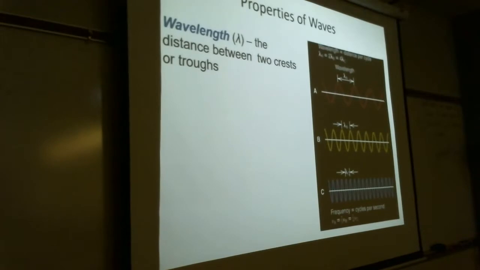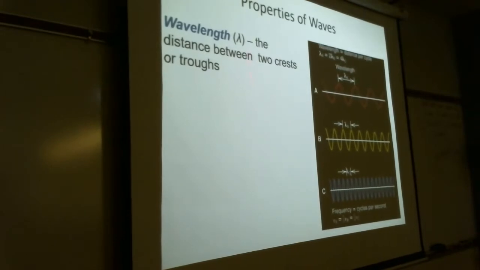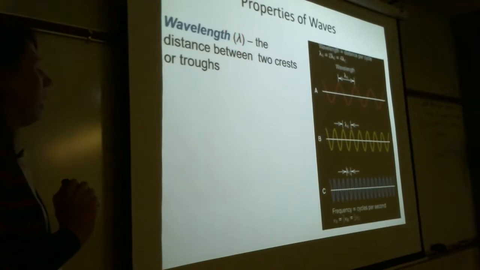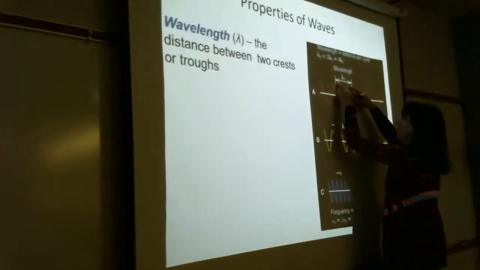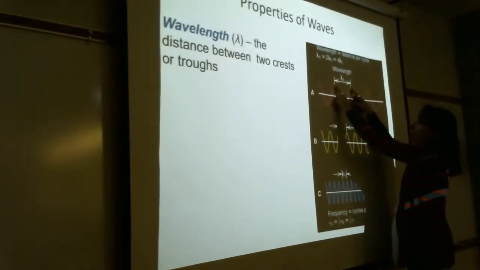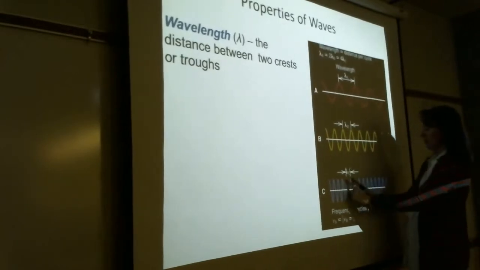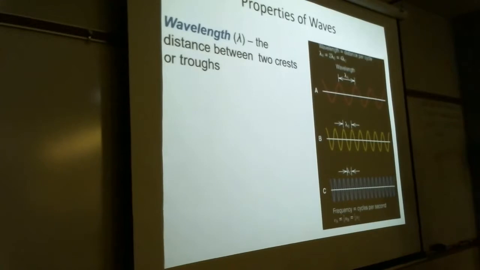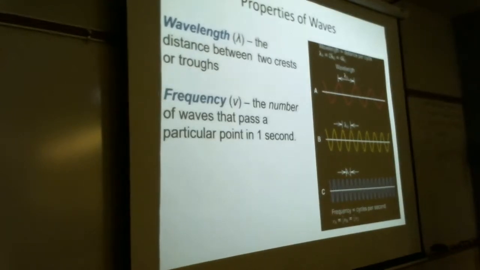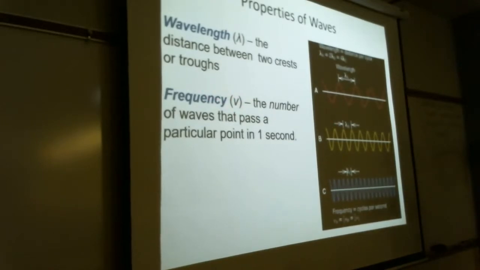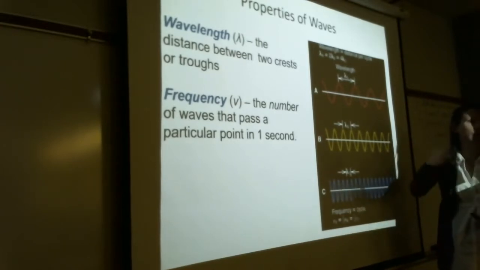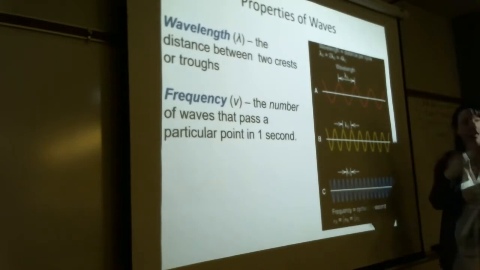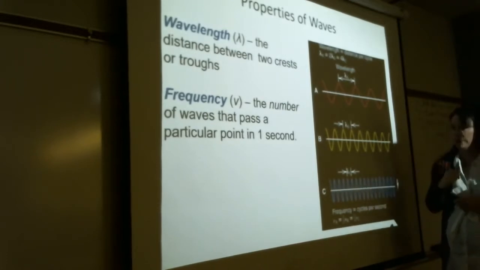So let's talk about some properties of waves. Wavelength, which is the Greek letter lowercase lambda, is the distance between two crests, right, or two troughs. Take your pick. This is going to be the wavelength, right? This is going to be the wavelength. This is going to be the wavelength. That's the distance between two crests or two troughs. And then the frequency, which is the Greek letter nu, and that's lowercase as well, is the number of waves passing in a particular time frame, right? So if you're standing at the end of a dock and you're watching the waves come in, and you count, okay, 5 waves pass in 1 second, that would be the frequency.